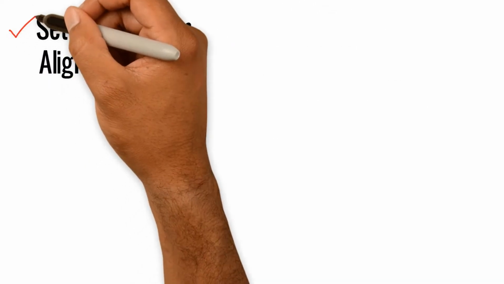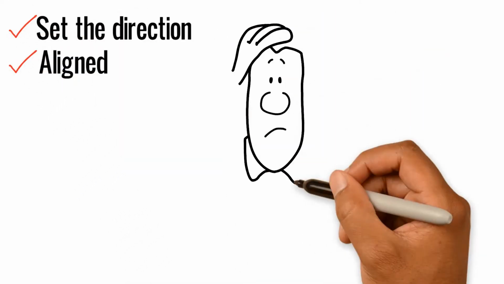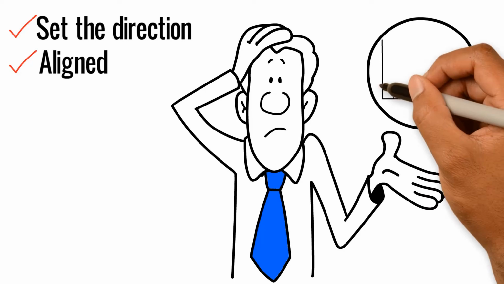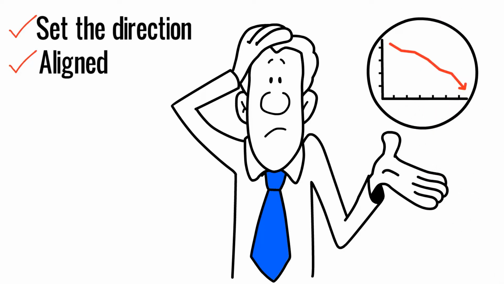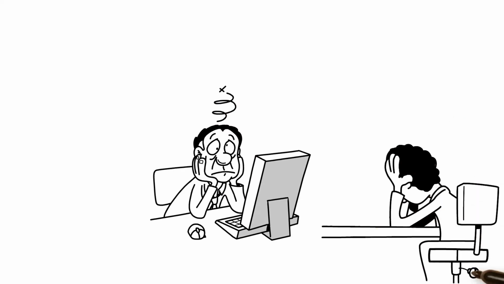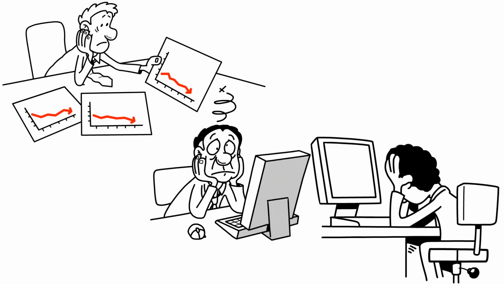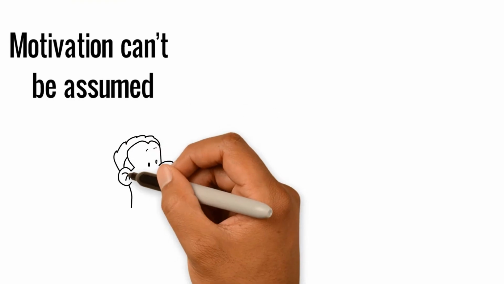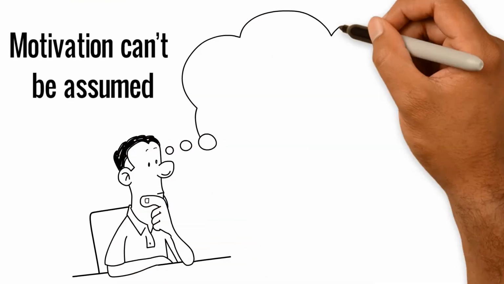We can set the direction and have everything aligned, but if people are not motivated, they simply won't make forward progress. If people are not motivated to add who they are and what they bring to the task, success will be difficult. The biggest problem with motivation tends to be that it is assumed.